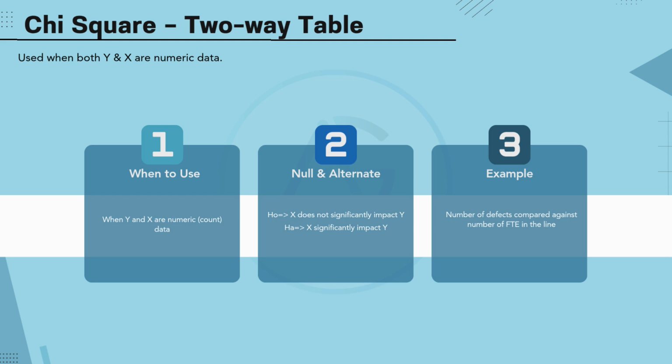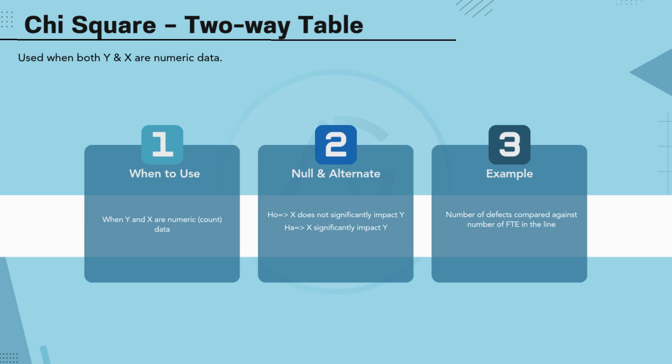Hypothesis statement. The null hypothesis, H0, says that there is no significant relationship between X and Y. The alternate hypothesis, H1, suggests that X significantly impacts Y, meaning there's an association between the two variables. Example: let's say we're checking if the number of FTEs working on a production line has an effect on the number of defects produced. Each row of your two-way table would represent different levels of FTE count, and each column would represent the observed defect counts.